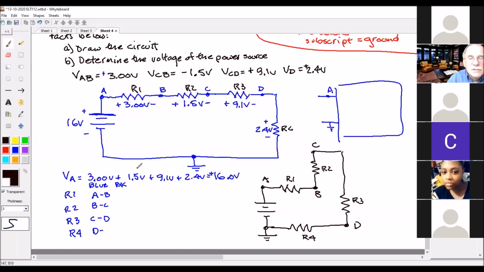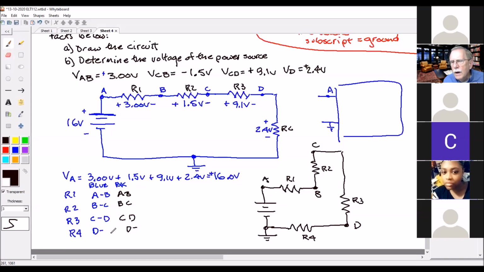If I look at the black circuit, R1 connects between A and B. R2 connects between B and C. R3 connects between C and D. And R4 connects from D to ground. So if I look at it, these match up, these match up, these match up, these match up. If all of the endpoints match up, it has to be the same circuit.